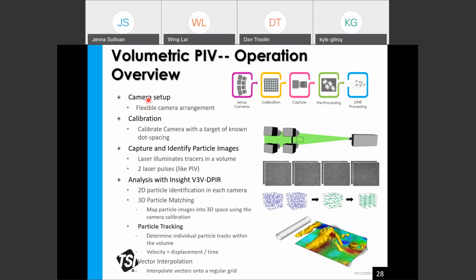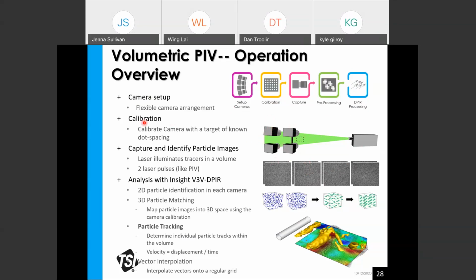And again, like the camera setup, these are flexible camera arrangements. For this particular case, we see 4 cameras arranged in a rectangular format, so the cameras are at the corners of a rectangular arrangement. The cameras are looking at the lasers. This laser illumination is no longer a sheet, but actually a volumetric illumination. So you illuminate the entire volume where the measurement is going to take place.